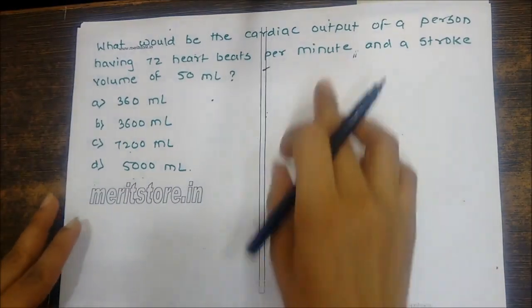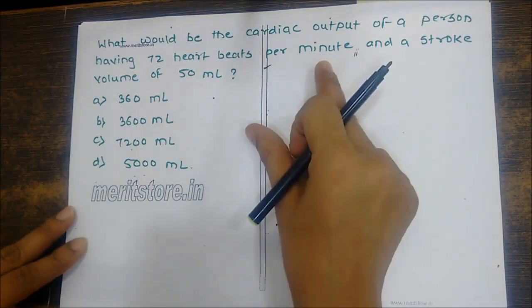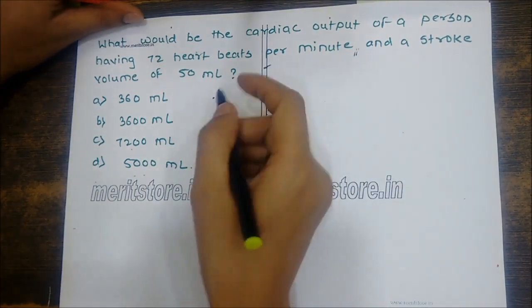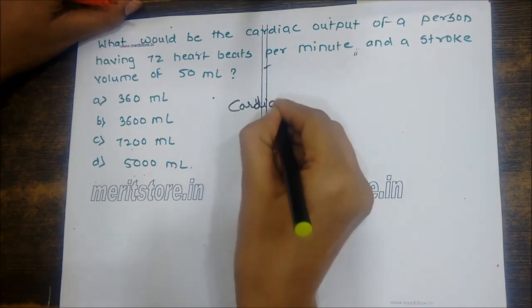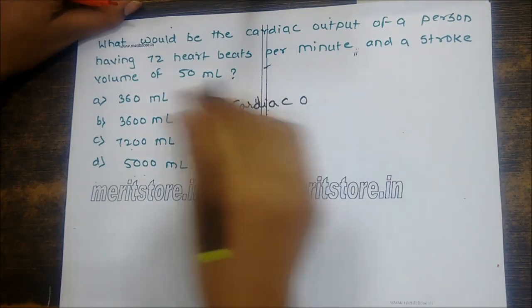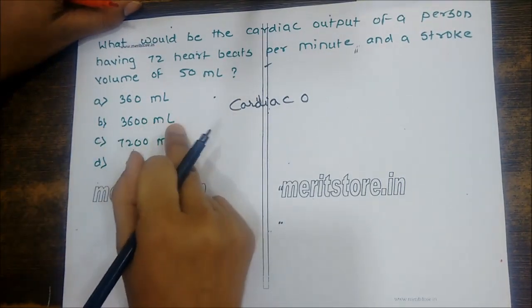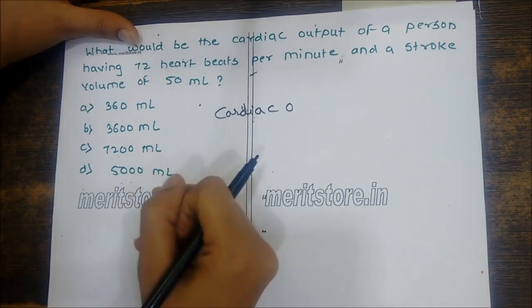What would be the cardiac output of a person having 72 heartbeats per minute and a stroke volume of 50 ml? The cardiac output is calculated by a formula. A is 360 ml, B is 3600 ml, C is 7200 ml, and D is 500 ml.